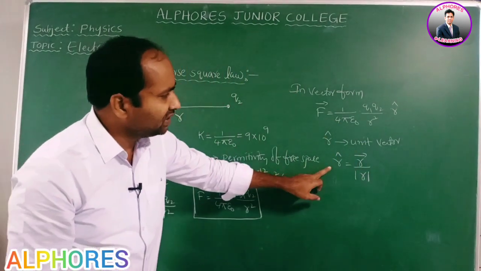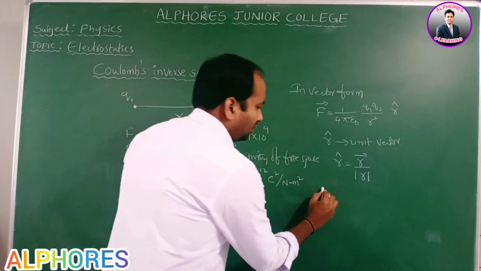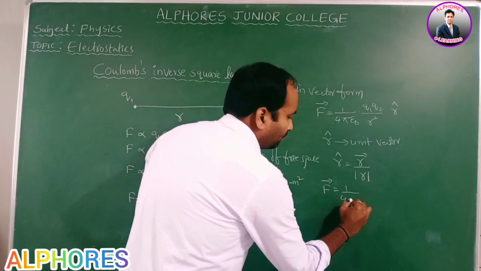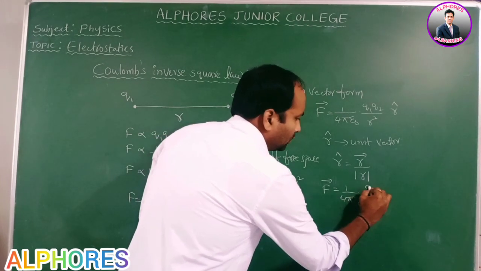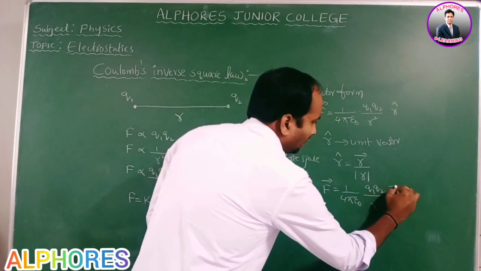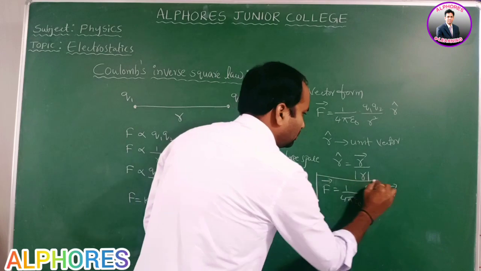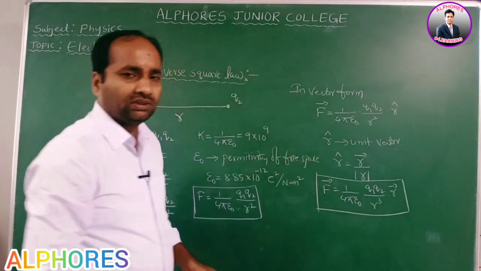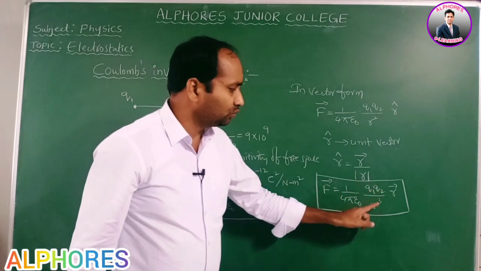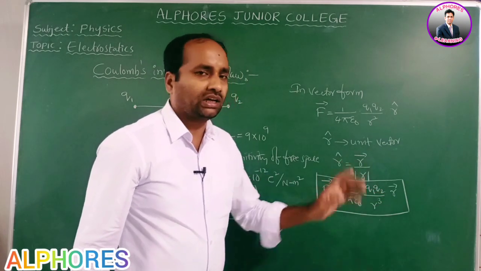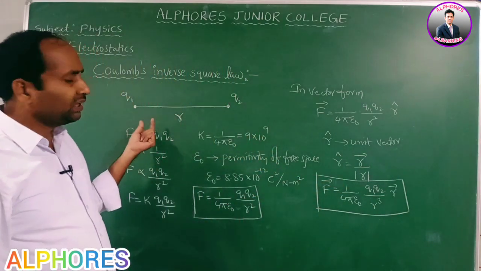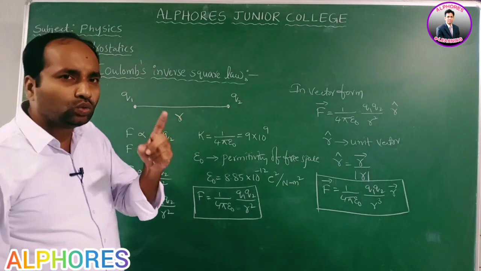Now substitute this value in this equation, we may write F bar is equal to 1 by 4 pi epsilon naught Q1 Q2 by R cube into vector R. This is the vector form of Coulomb's inverse square law. So this is Coulomb's inverse square law to determine electrostatic force between only 2 point charges.